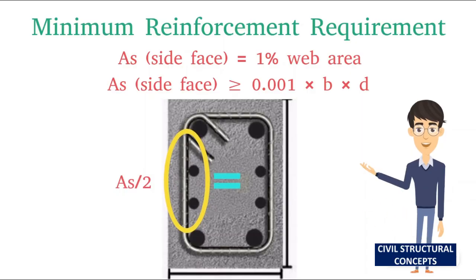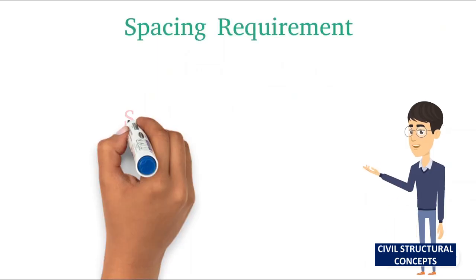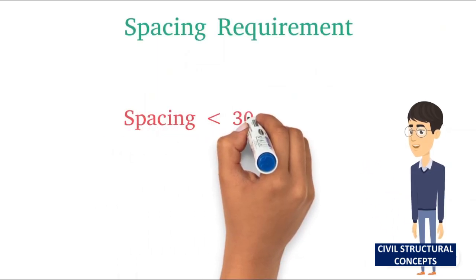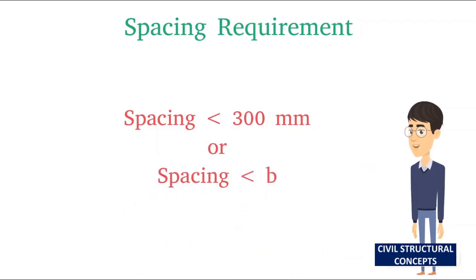This reinforcement must be distributed equally on both faces of the beam. IS 456 also says that the spacing of side face reinforcement shall not exceed 300 mm or the web thickness, whichever is less. This ensures proper crack control and uniform stress distribution along the depth.